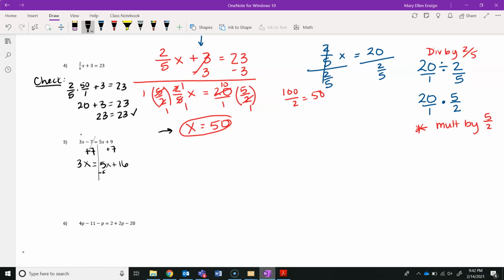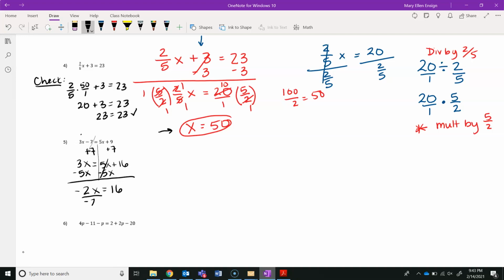And then we subtract 5x from both sides. Right? I want to move this over to the left-hand side so all of the x's are on the left. And since I have a positive 5x, I want to do the opposite, which is to subtract it. So 3 minus 5 is -2x. This equals 16. Just brought that down because these cancel out.